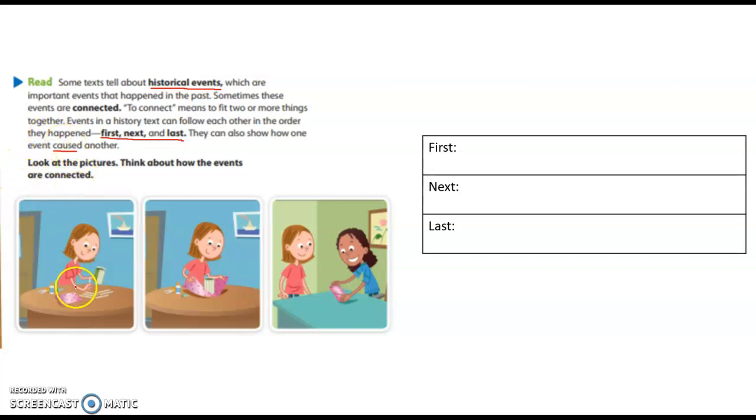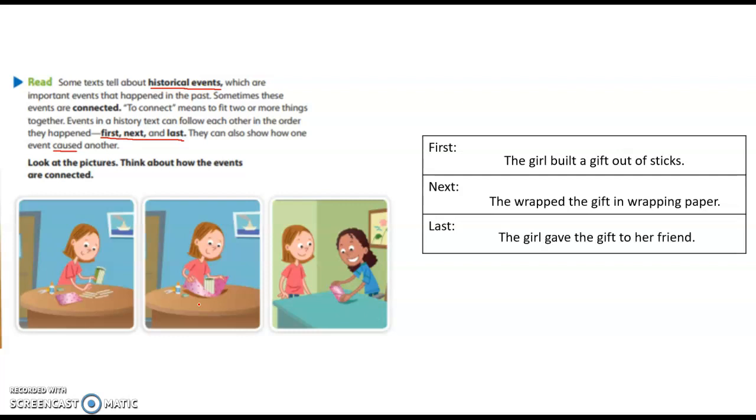Let's take a look at the sequence of the events in these three pictures. So what is the little girl doing in this first picture? You probably said the girl's building a gift out of sticks. So first, the girl built a gift out of sticks. What did she do next? Next, she wrapped the gift in wrapping paper. What did she do last? She gave the gift to her friend.